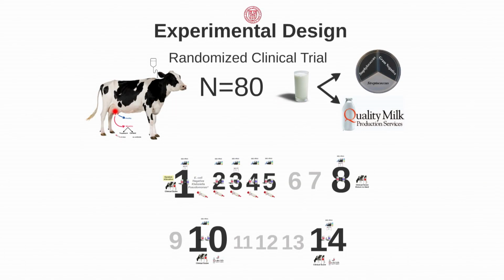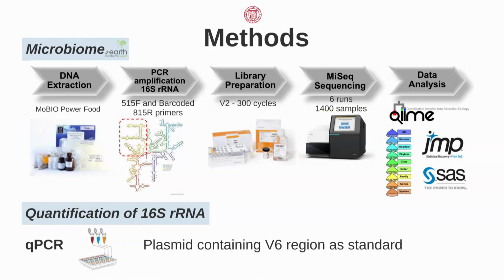This is again a little overview of the study. The methods: microbiome was assessed using Illumina technology. So briefly, we extract DNA, we target the 16S gene, which is like the fingerprint of the bacteria that tells who is in a sample, through targeted barcoded 16S PCR. Prepare the library using kits V2 for 300 cycles on the Illumina sequencer, and this comprised a total of 6 runs and 1,400 samples.